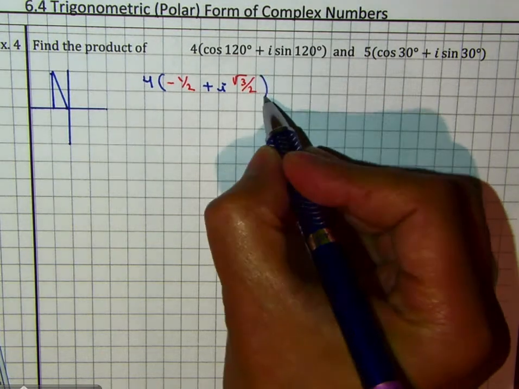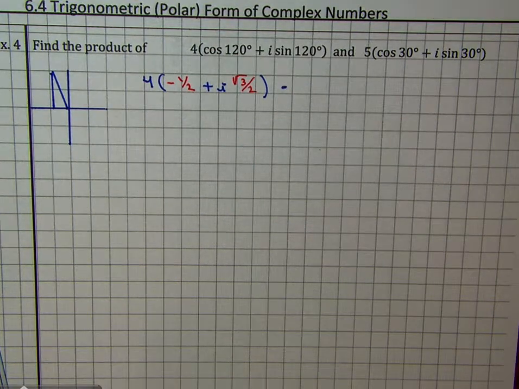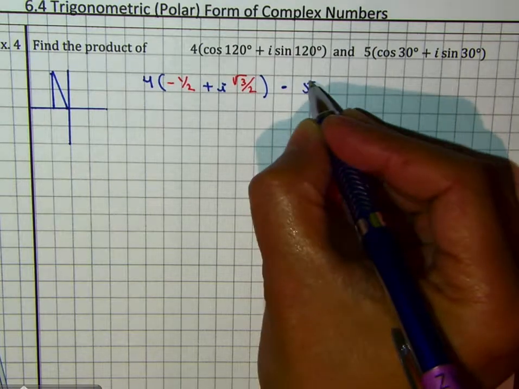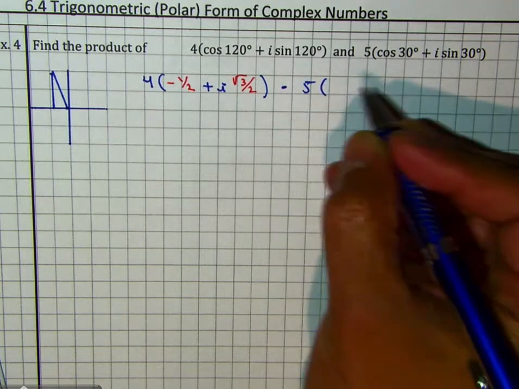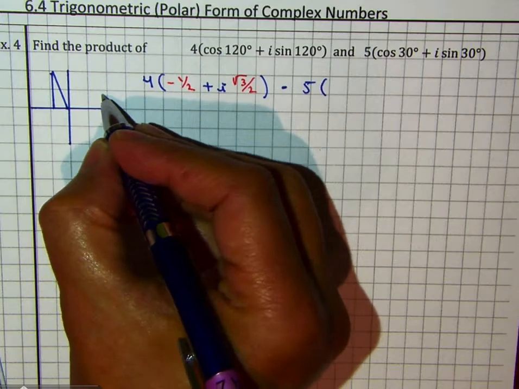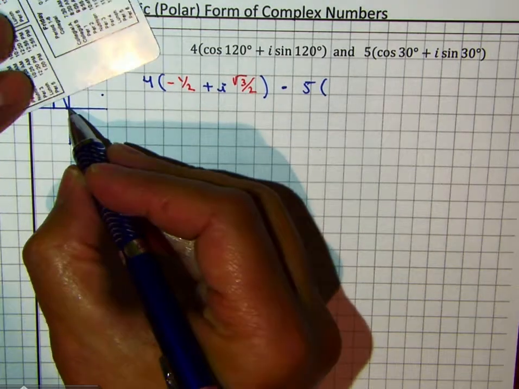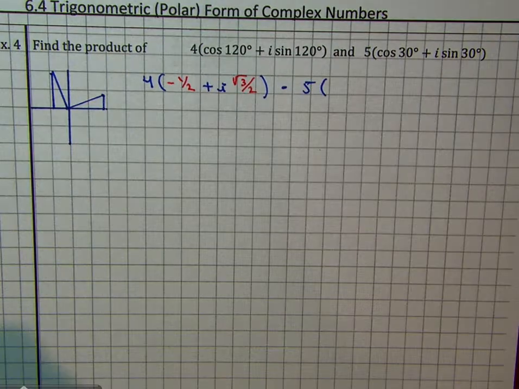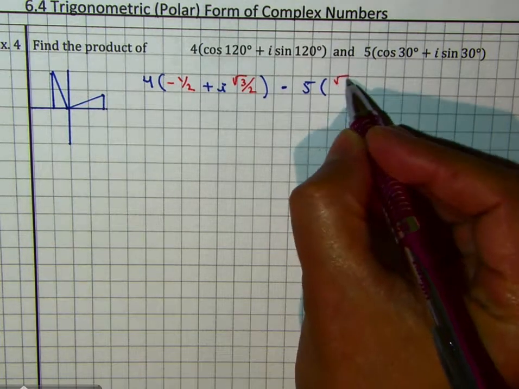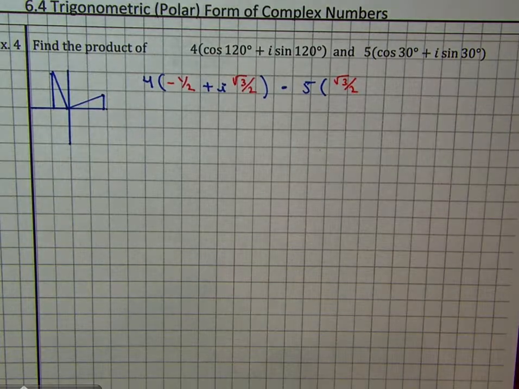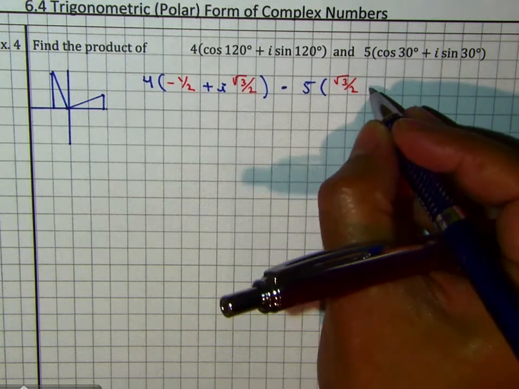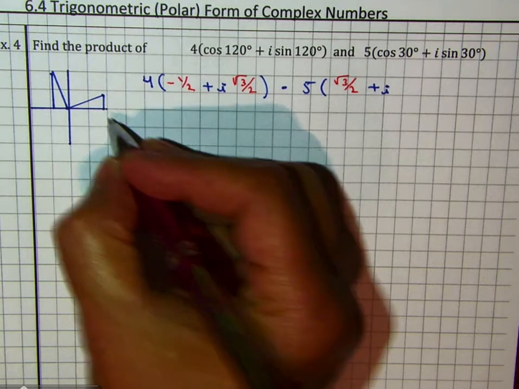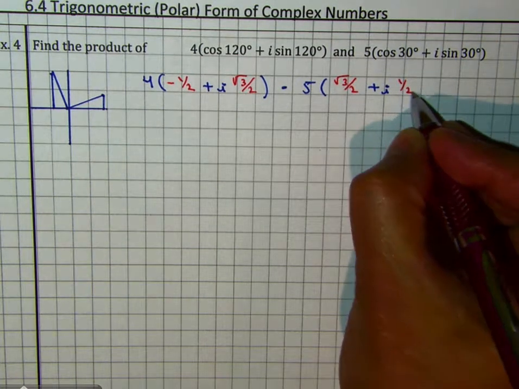And we find the product times. We have 5. The cosine of 30 degrees is over here. The cosine will be the x value, which is the longer side, so therefore it will be square root of 3 over 2. Plus I. The sine of 30 degrees will be 1/2.